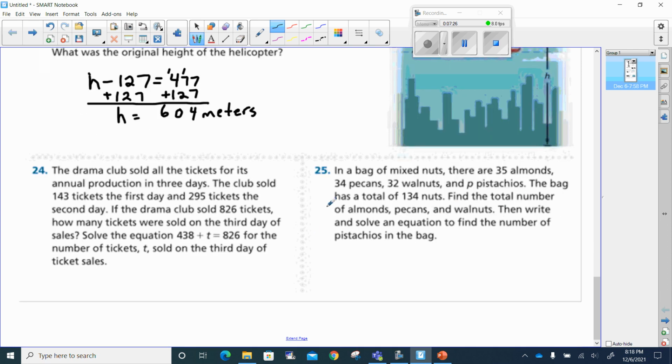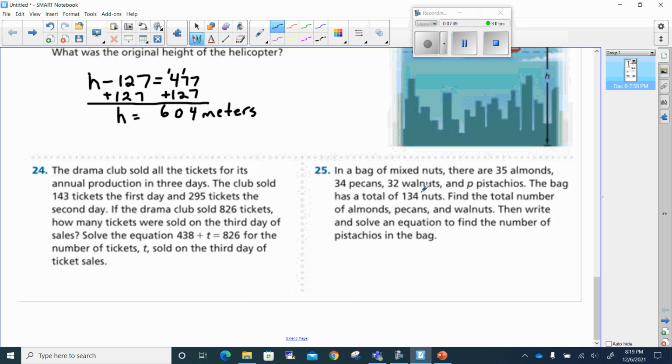And number 25 is my last one. In a bag of mixed nuts, there are 35 almonds, 34 pecans, 32 walnuts, and pistachios. The bag has a total of 134. Find the total number of almonds, pecans, and walnuts. Then write and solve an equation to find the number of pistachios. All right, find the total number.